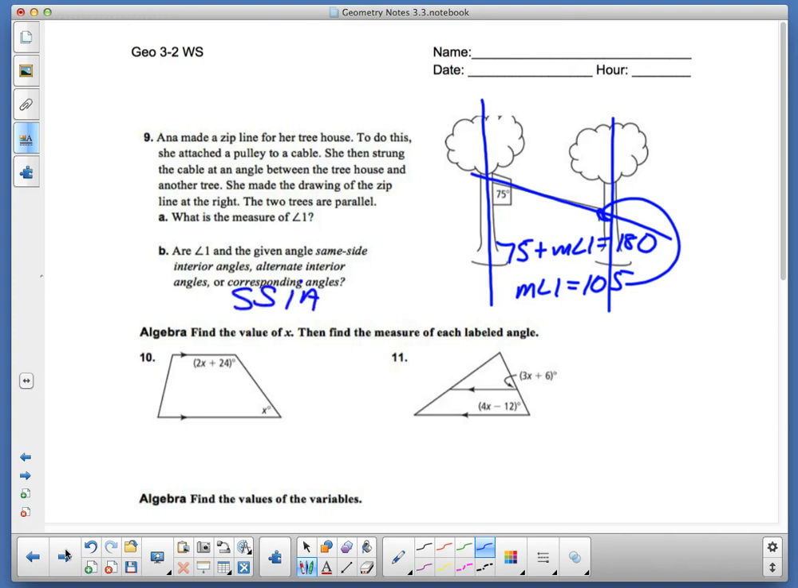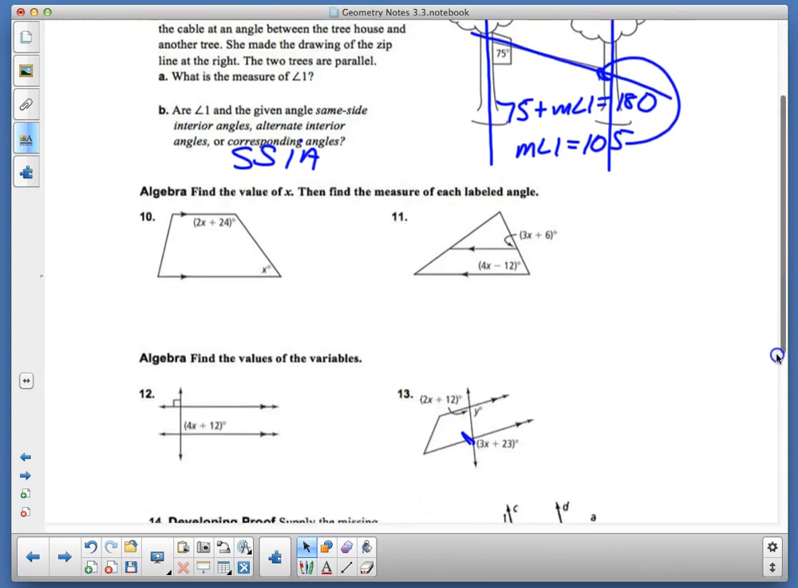Okay, now in 10, something that we did in notes, x is 52. Okay, so I got 52 and 128 for my angles. In 11, x is 18. Okay, so I got 60 apiece for my angles. Which one, 10 or 11? I can do both. Okay, so here's the deal. Let's talk about 10 and 11 as we go through.